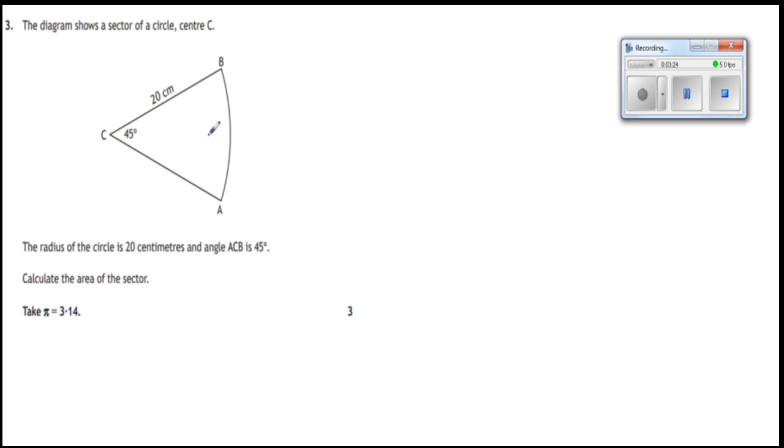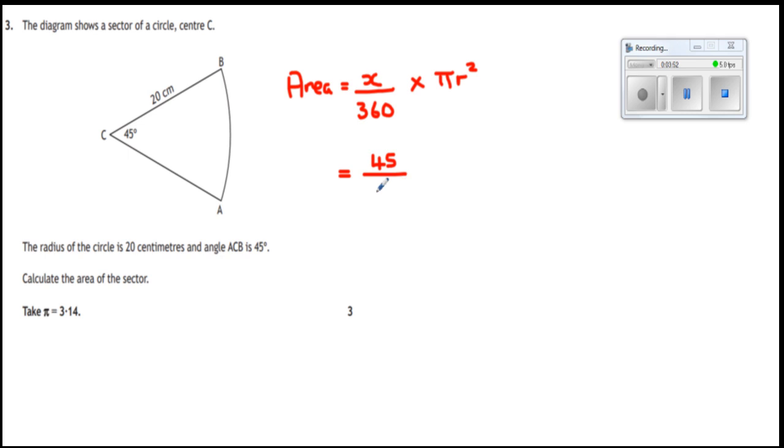Next one, question 3. The diagram shows a sector of a circle centre C. The radius of the circle is 20 centimetres and the angle ACB is 45. Calculate the area. Now the area of a sector is x divided by 360 multiplied by the area of a circle, which is pi r squared. If we fill in the numbers, x is 45. So we've got 45 divided by 360, and I want to multiply that by 3.14 multiplied by 20 squared. 20 squared is 400.